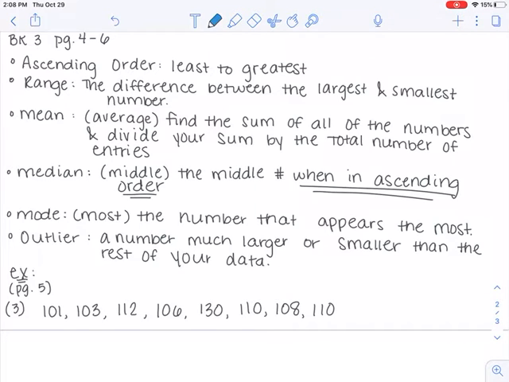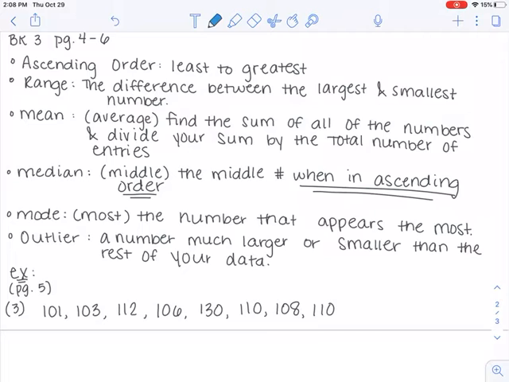Alright, so looking at book 3, pages 4 through 6. I'm going to first go over a couple of things in the yellow boxes. The first thing we need to know is what ascending order is. To put numbers in ascending order, that means you're putting the numbers from least to greatest.